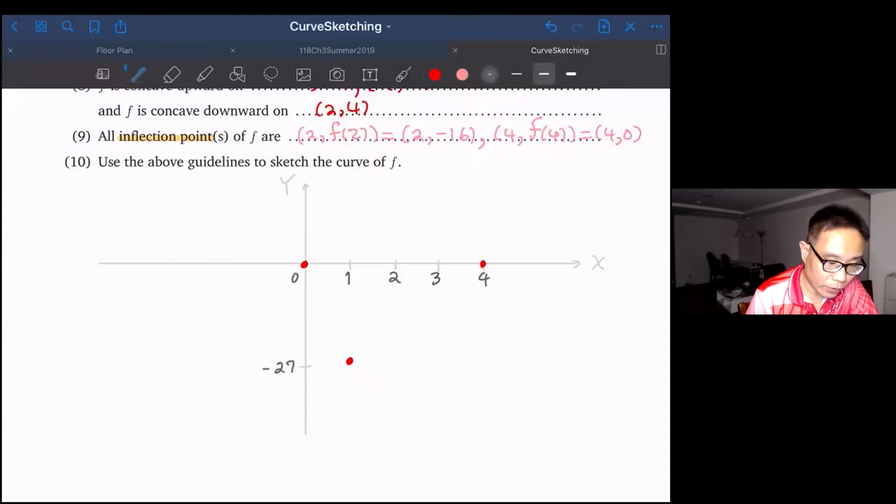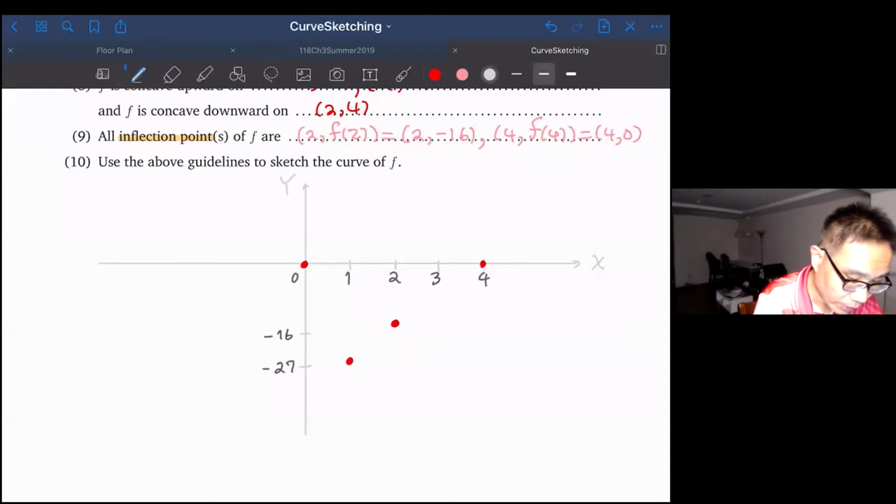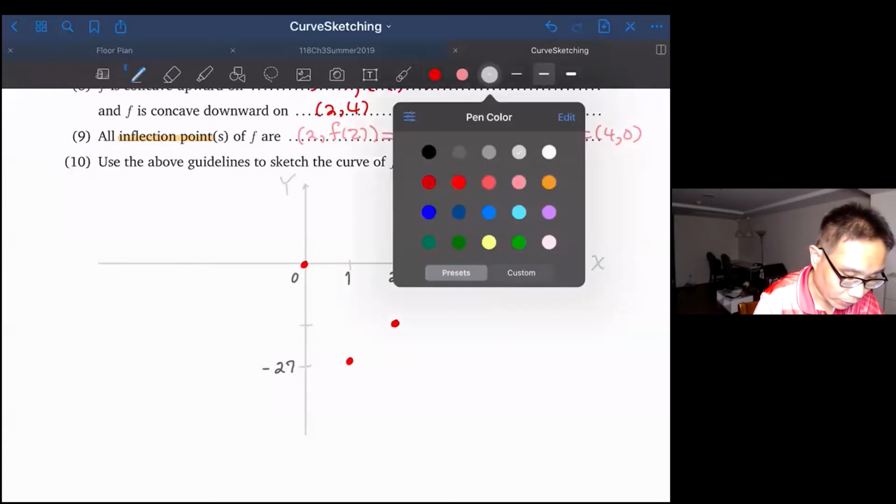And the thing that you also need will be 2, negative 16. Let's say somewhere here. Okay, so we have all the plotting points that we have. Okay, should be good enough.